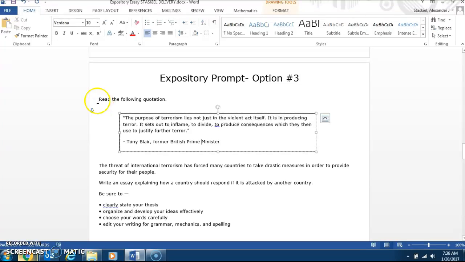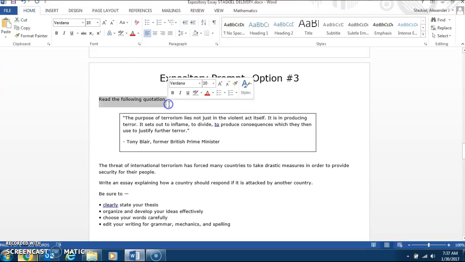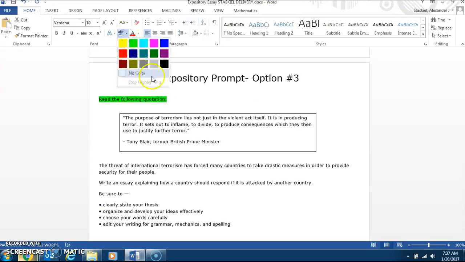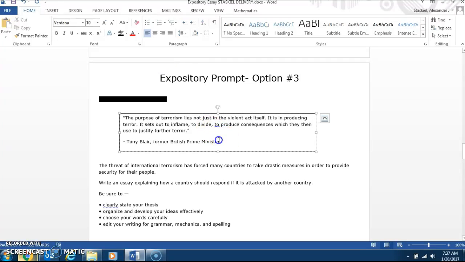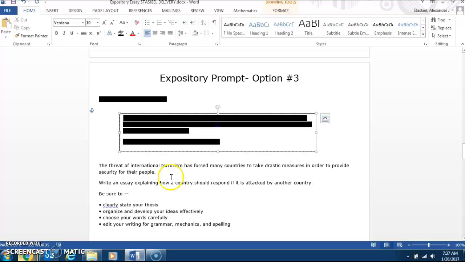Every prompt has 3 parts. First part that you're going to get is this read part. It will always say read the following quotation, and it's going to give you a quote. If you do not yet know this, you should not read this quote. You should never have this quote in your essay. What I always recommend doing is just to cross it out. Don't read it. Don't worry about it. It's designed to trick you.